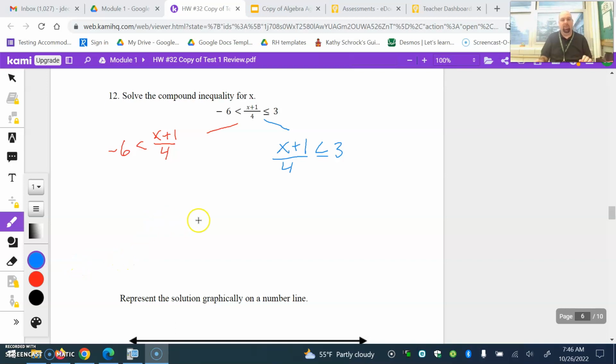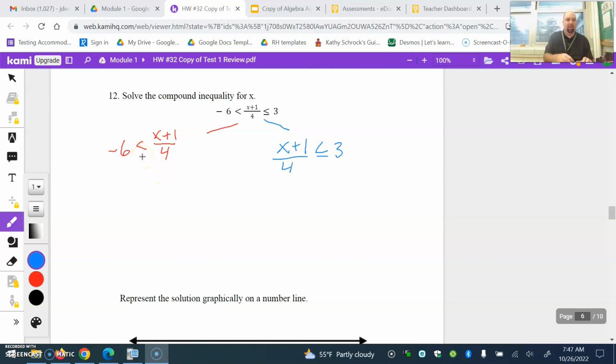Okay, here we are. Question 12 is a compound inequality. It says solve for x. -6 is less than (x plus 1) over 4, which is less than or equal to 3. So I split this apart into 2 inequalities. You take that middle part and you put it with the left side, and then you take the middle part and put it with the right side.